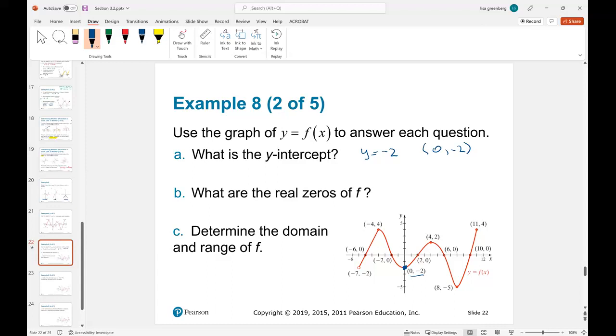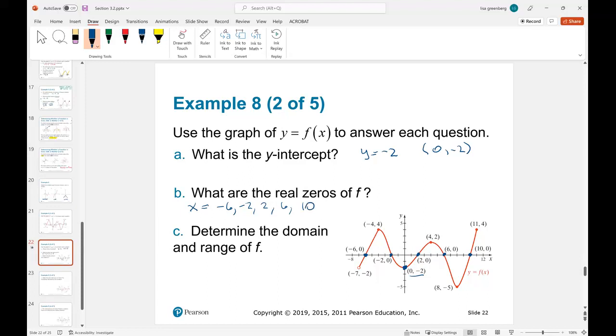What are the real zeros? That's the same as saying the x-intercepts. Remember, we talked about that. X-intercepts and real zeros are the same. So we have 1, 2, 3, 4, 5. So the real zeros are x equals -6, -2, 2, 6, and 10.